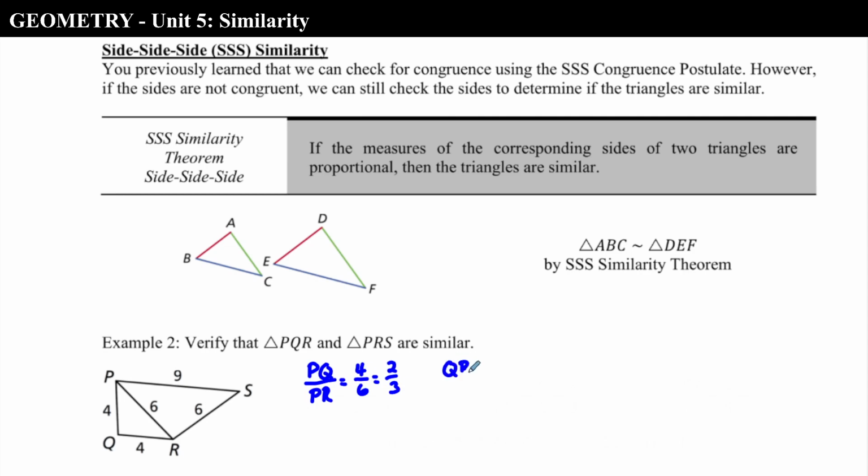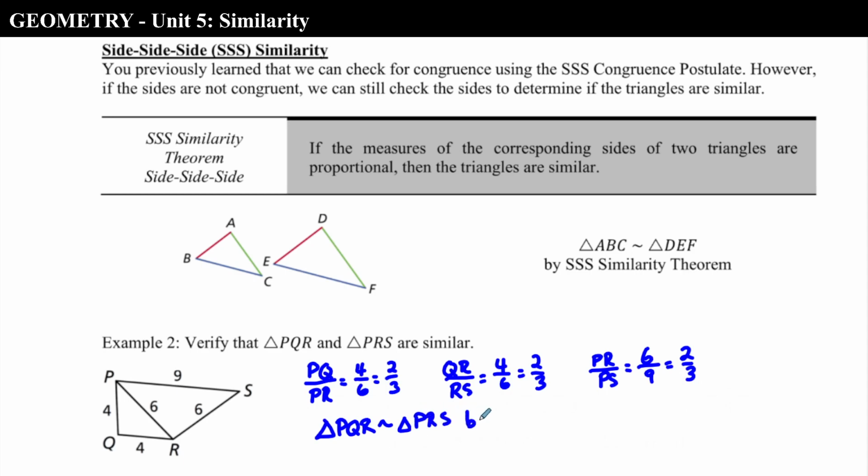QR to RS is going to be the same thing. That side comparison is also 4 to 6, which is 2/3. So those are good. Now let's try PR to PS, which is our longest side comparison. That's 6 to 9, and that does reduce to 2/3. So therefore, we can say that triangle PQR is similar to triangle PRS by side-side-side similarity.